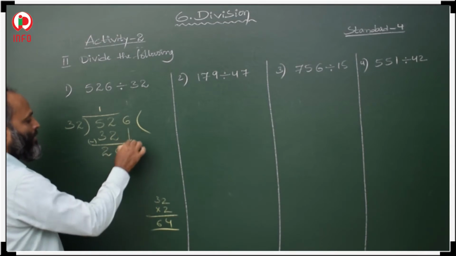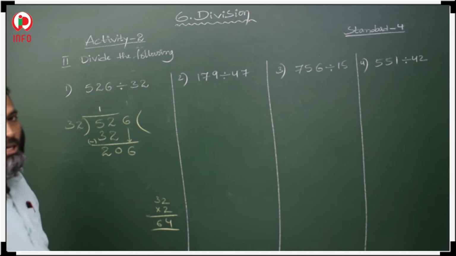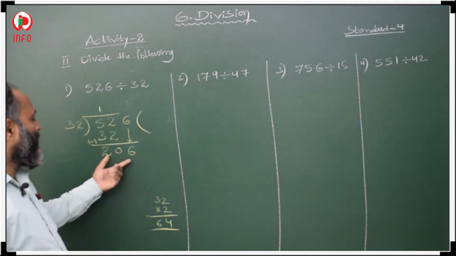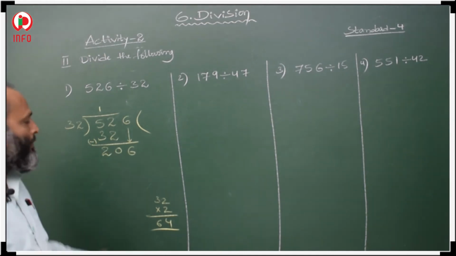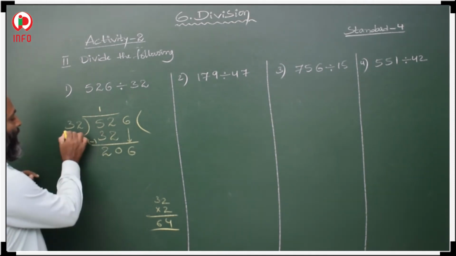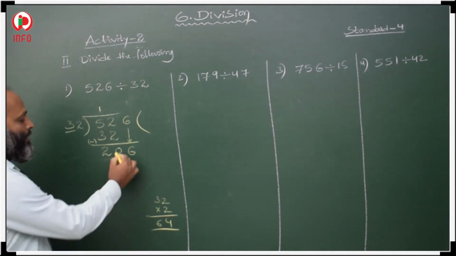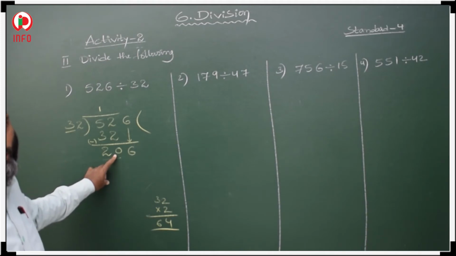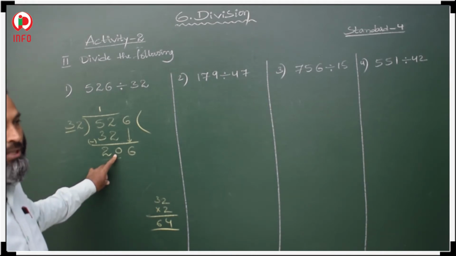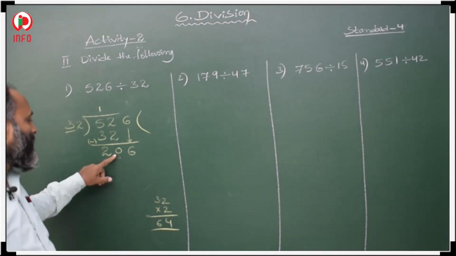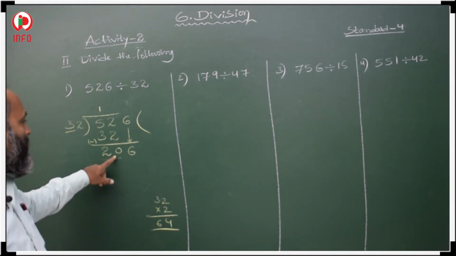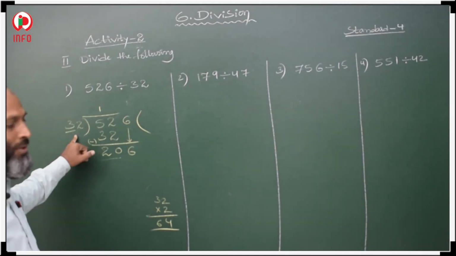Then next place 6, 206. Now, when you get 206 in 32, how to check? Here you have to take a single digit, here 2 digits. In the 3 table, when you get 20, 3 ones are 3, 3 twos are 6, 3 threes are 9, 3 fours are 12, 3 fives are 15, 3 sixes are 18, 3 sevens are 21, means 3 sevens are 21, so once you check 32 6s are.